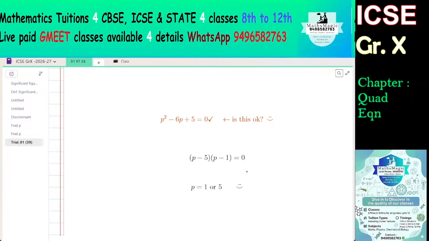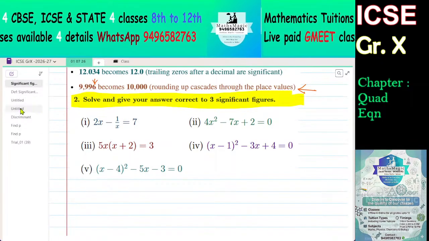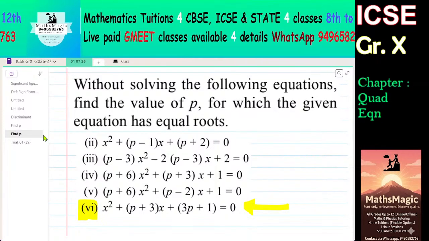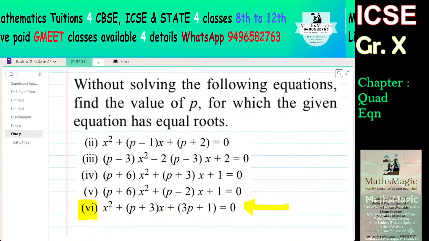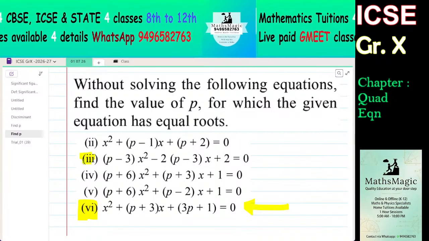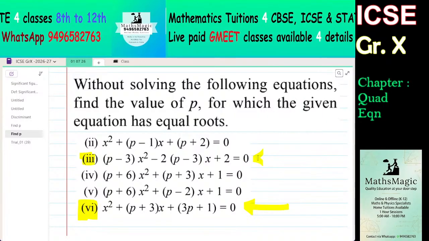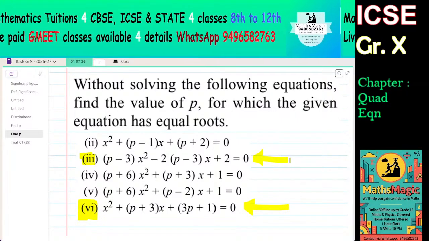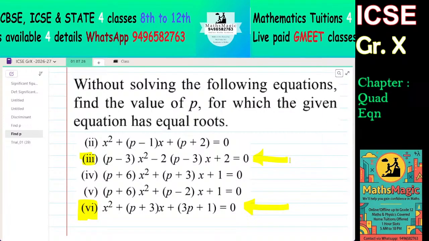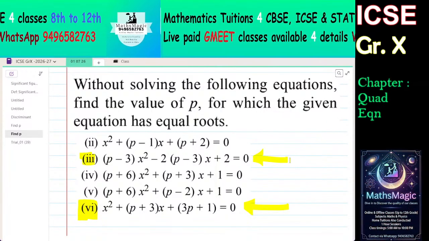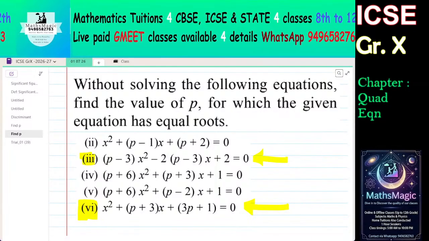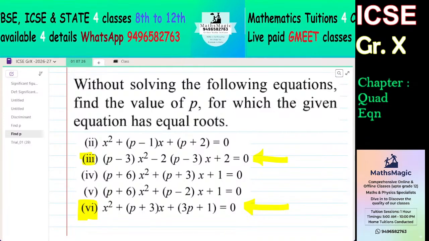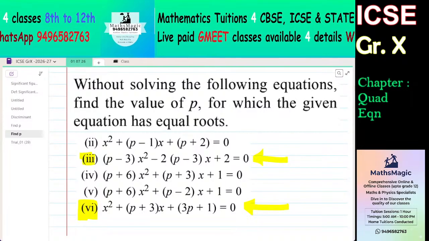And now I'll be just solving one more question, from this one. Okay, confused with the third question. Okay, I'll be solving that third one now. p minus 3 into x squared minus 2 into p minus 3 into x plus 2. Those who are confused, we will solve it together. Others move ahead. As earlier, I'll be muting my sound. Those who have completed all the questions can leave the class.